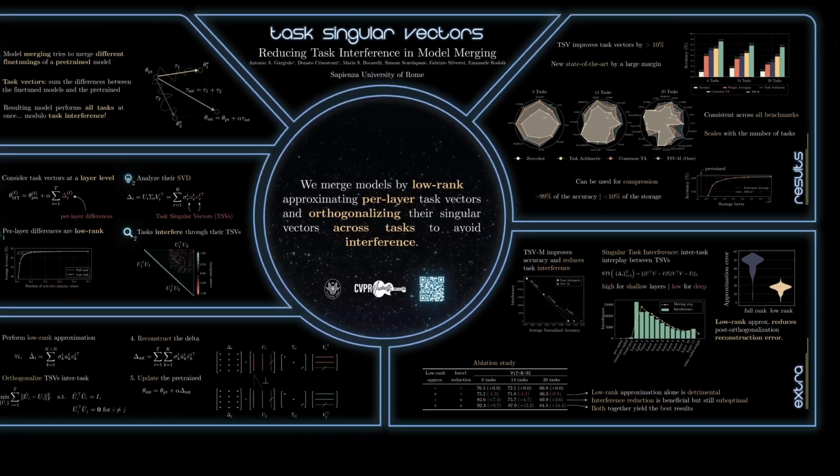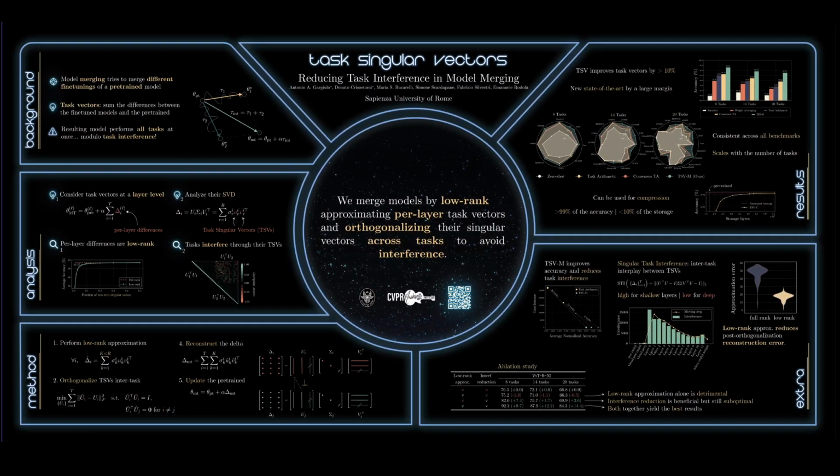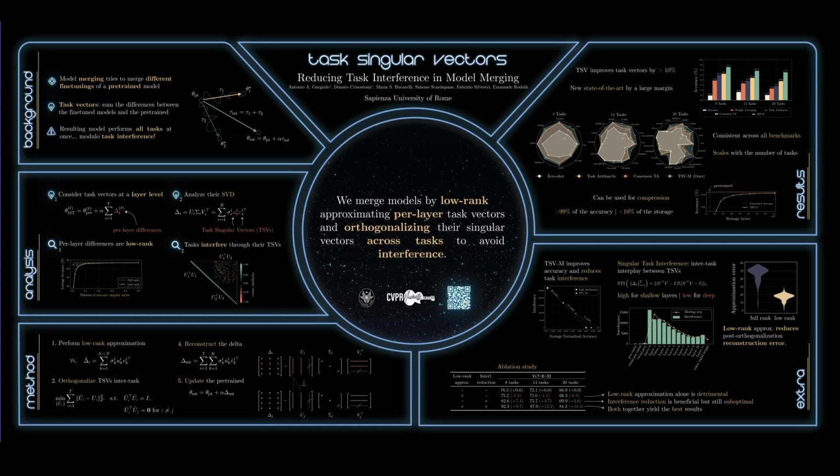So, summing up, in this paper we merge models by low-rank approximating per-layer task vectors and orthogonalizing their singular vectors across tasks. This way, reducing task interference.